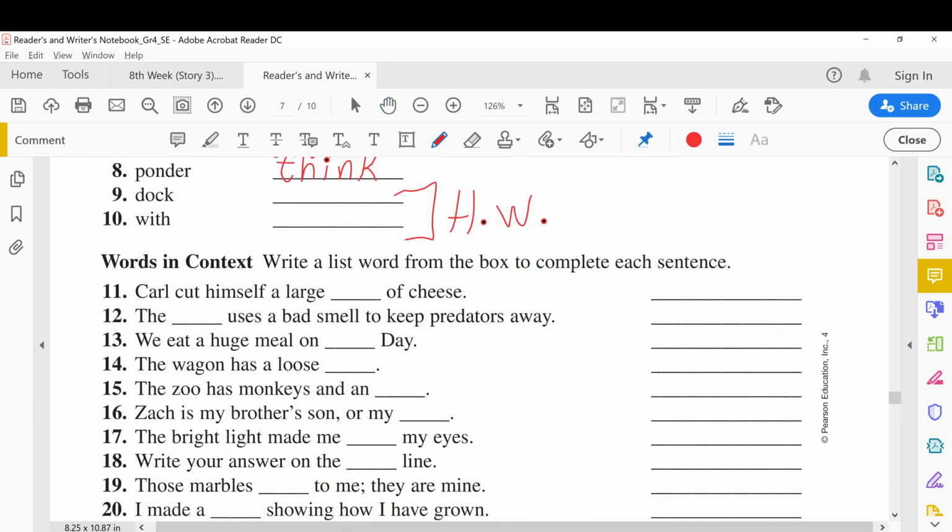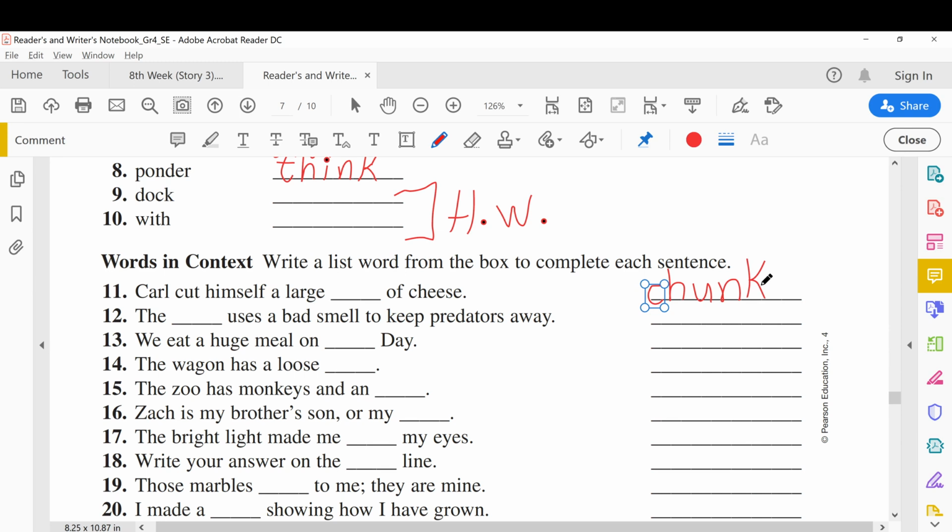How do we write chunk? Okay, first is ch, then a small, short u, not long. That's why we say cha. Then the lesson of today is consonant pairs. That is nk, chunk. We move to 12.